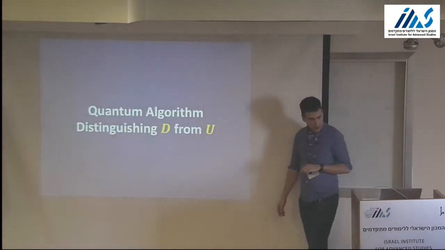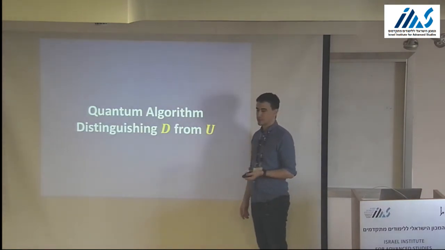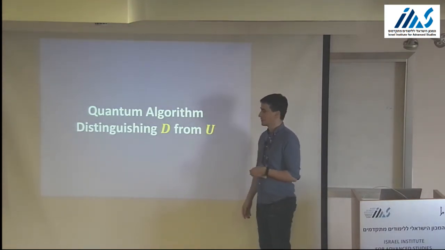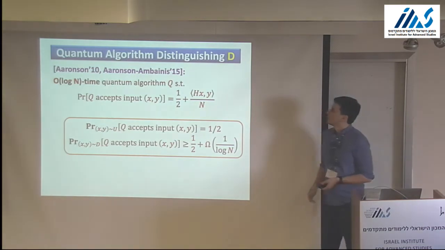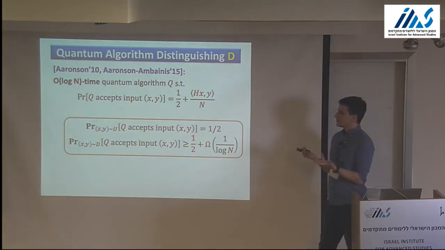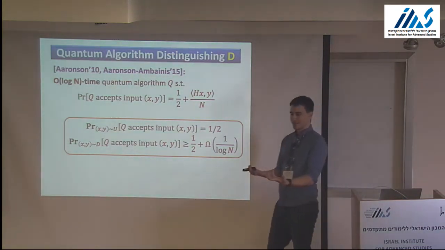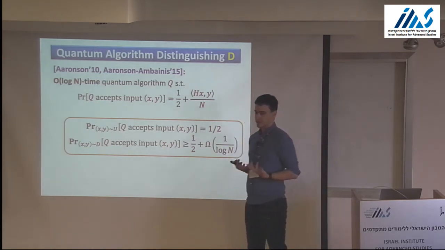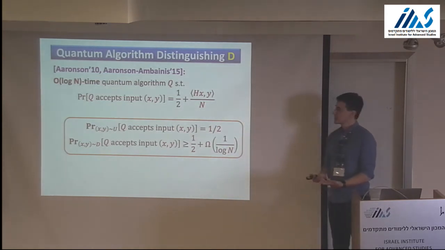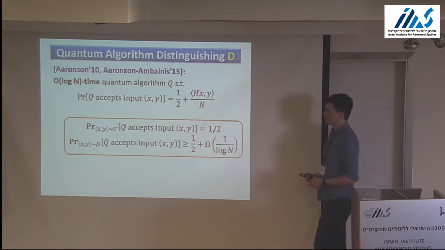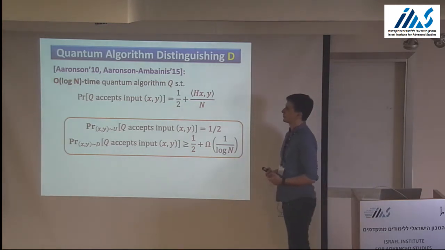Okay, so why is there a quantum algorithm that can tell the difference between this distribution D and the uniform distribution? So actually this distribution sort of came up with the quantum algorithm together. So it's not super surprising that there exists such an algorithm. So this was suggested by Scott Aaronson.